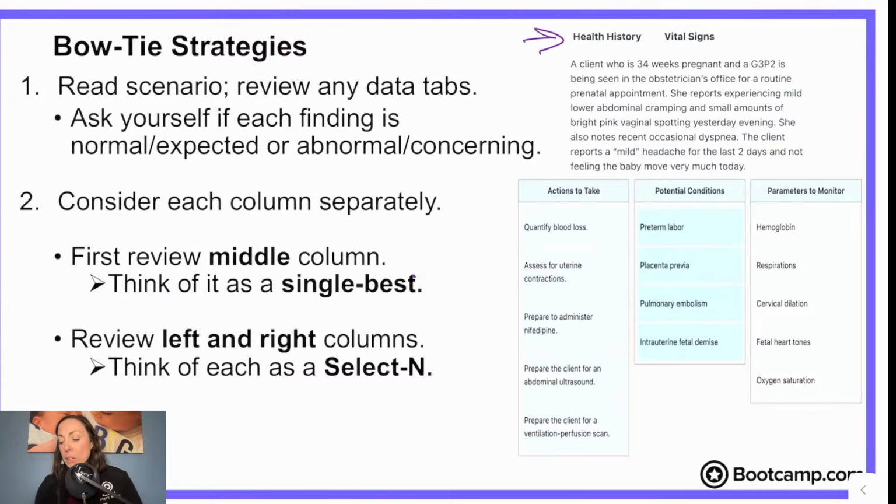Then you're going to consider each of these columns separately. You're going to take it on one by one and think of them either as a multiple choice question or a select N question. So in the center here, when we're picking our potential condition, we're going to pick that first.